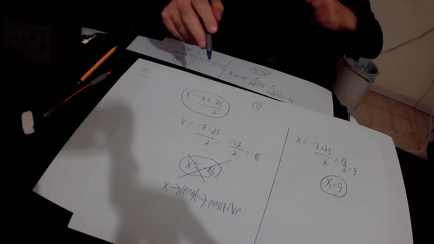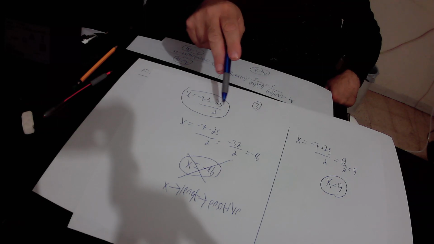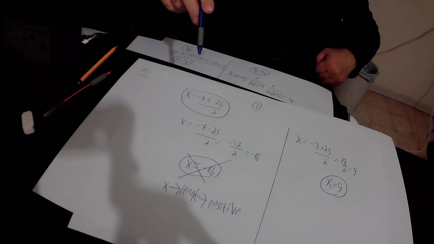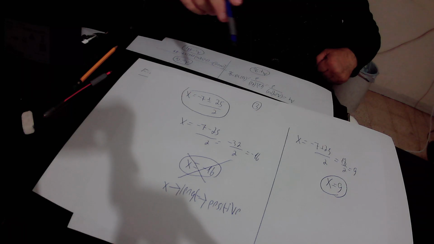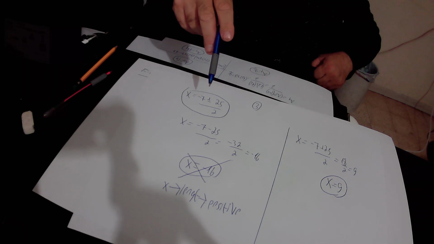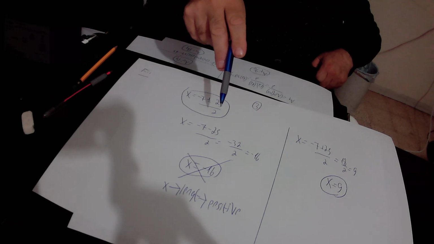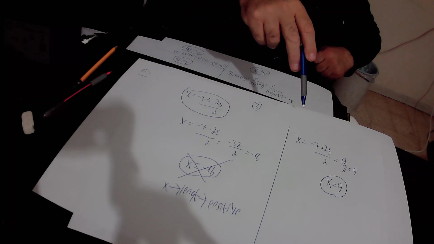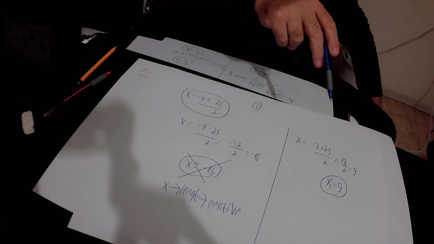The first solution is that x equals minus 7 minus 25 over 2. Minus 7 minus 25 is minus 32, and minus 32 over 2 is minus 16. So the first solution for x is x equals minus 16. But because x is the length of line segment QO, as a length, x must be a positive number, therefore we cancel the solution x equals minus 16, and we are left only with the second possible solution, that x equals minus 7 plus 25 over 2.